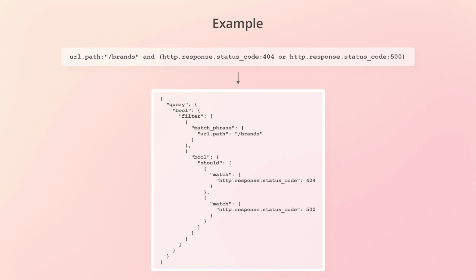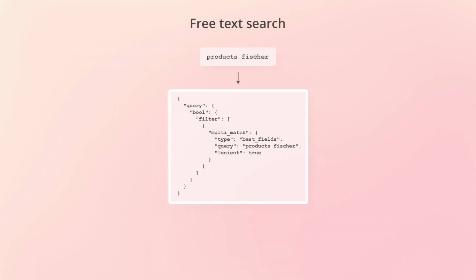Let's begin with the simplest example of a KQL query, simply typing in the text that we want to search for. In this example, we search for the terms products and Fisher. We could of course have searched for a single term, but I want to show you how Kibana handles a free text search including multiple terms.